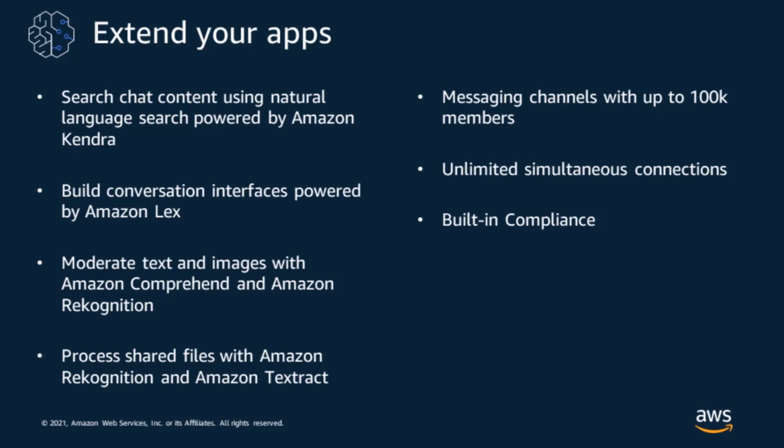Some examples of how messaging can be integrated with other services include searching chat content using natural language search powered by Amazon Kendra, building conversational interfaces powered by Amazon Lex, moderating text, files, and images with Amazon Comprehend and Amazon Rekognition, using Amazon Comprehend for sentiment analysis to determine customer response in chat channels created for keynote speeches, product demonstrations, or for one-to-one conversations like those between service workers and customers.